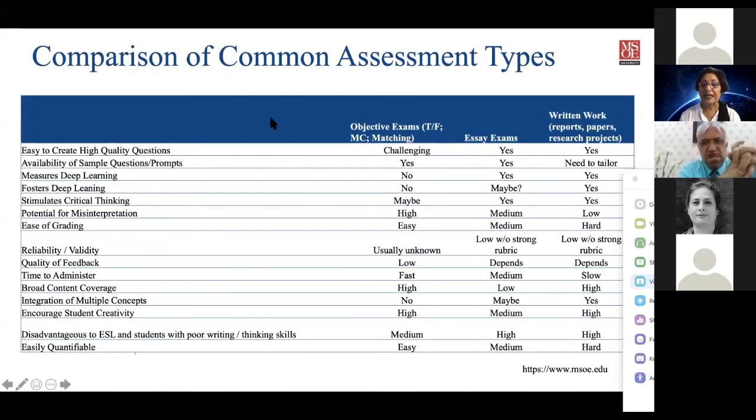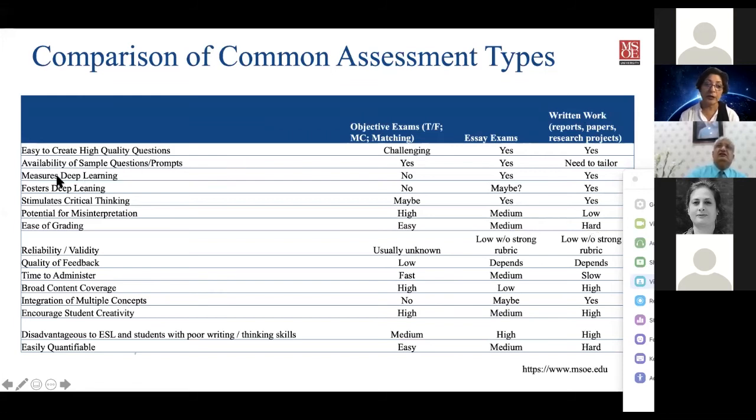These are comparison of common assessment types. So let's take one example only. Something that is easy to grade will be your true and false or multiple choice or matching. That is easy to grade. Essay exam is medium to grade. Written work and reports, they are hard to grade because they take much more time.